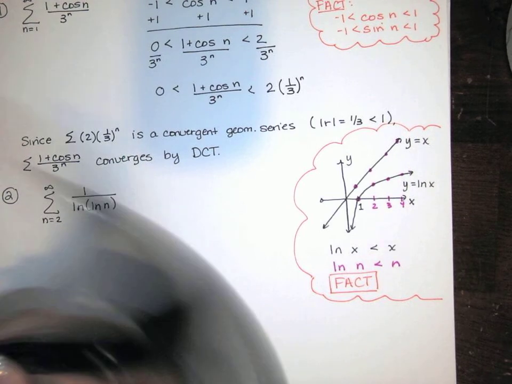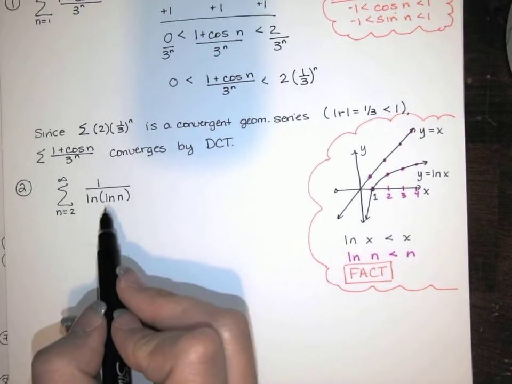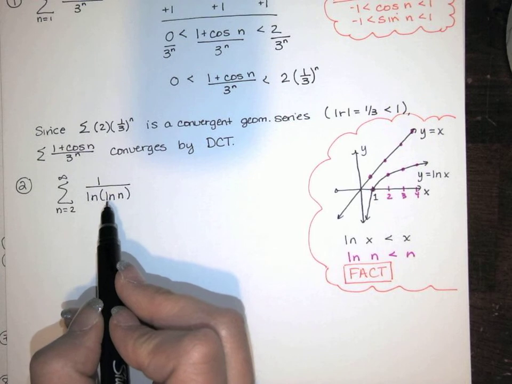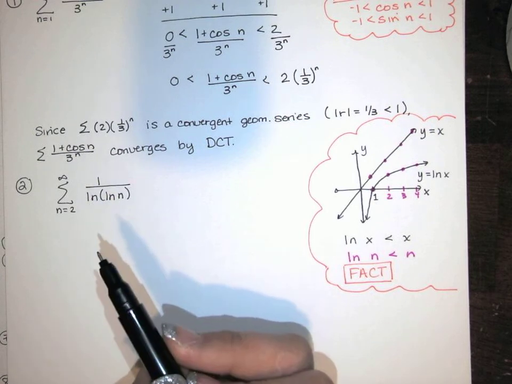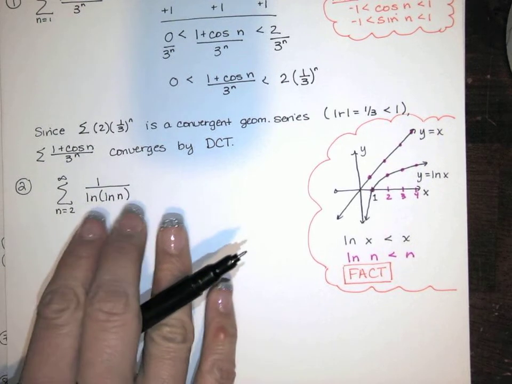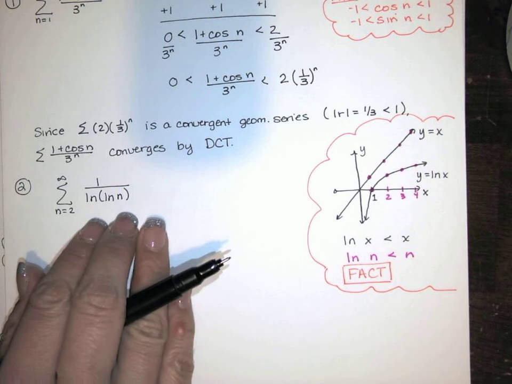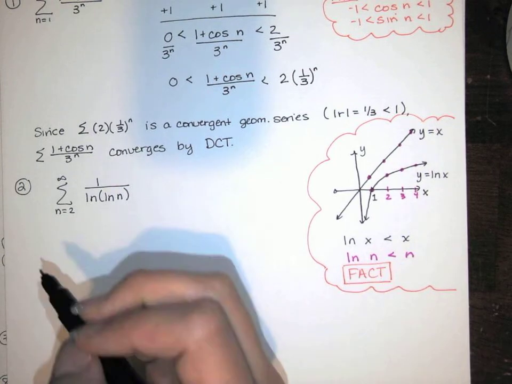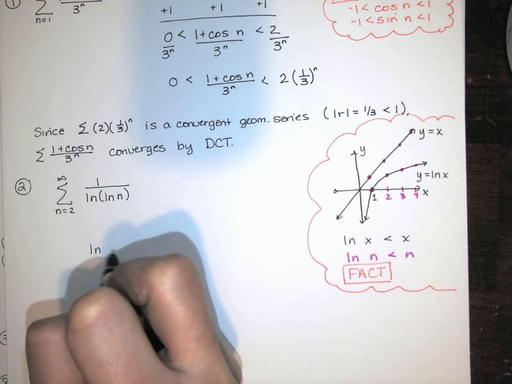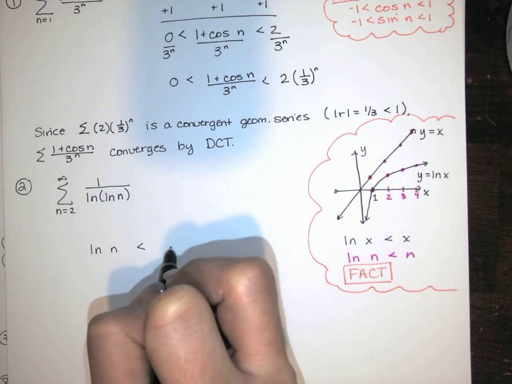Okay, well, let's look at this guy. Notice I've got a natural log of n in the denominator, and I'm taking the natural log of n. So the first thing I would do to write down an inequality for this is use this fact: I know that natural log of n is less than n.